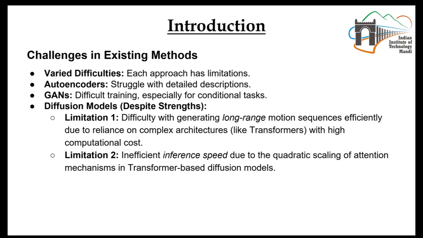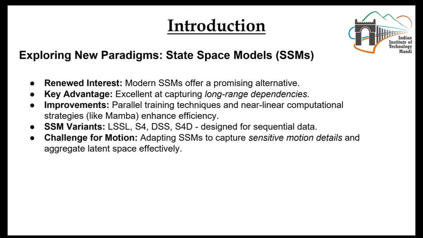Furthermore, the transformer architectures commonly used aren't inherently designed for temporal sequences. Second, the efficiency of inference, the speed at which motion is generated, is constrained. This is negatively impacted by the attention mechanism's tendency to scale quadratically with sequence length, resulting in less efficient generation, especially for longer movements. These challenges highlight the need for new approaches that can handle long-range dependencies efficiently.